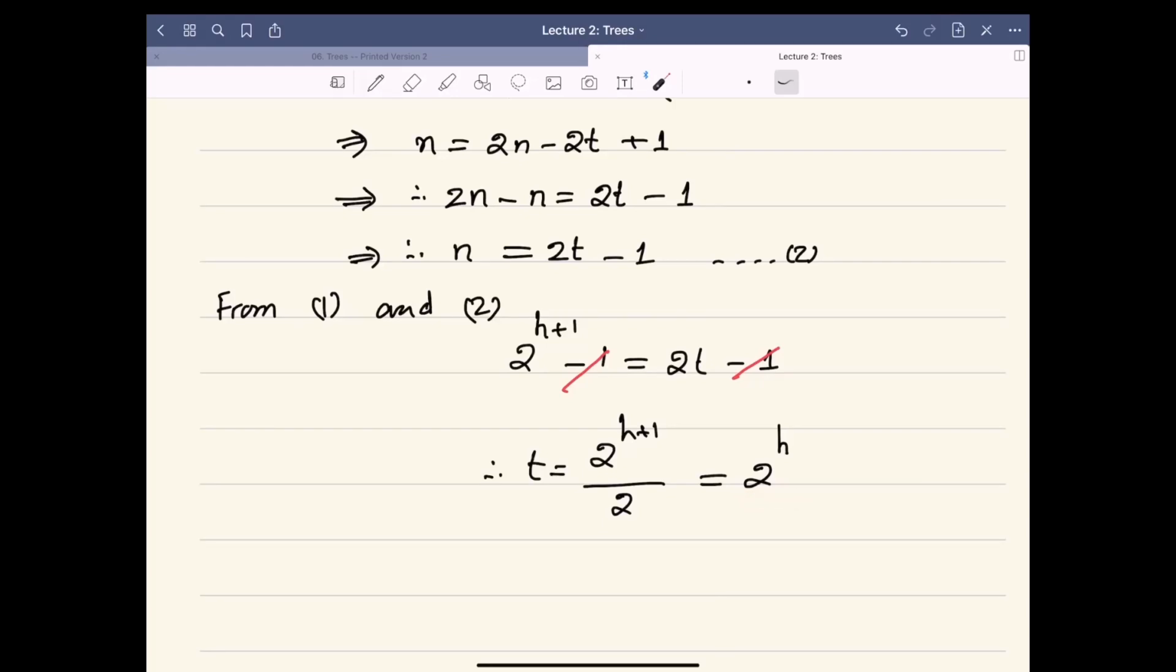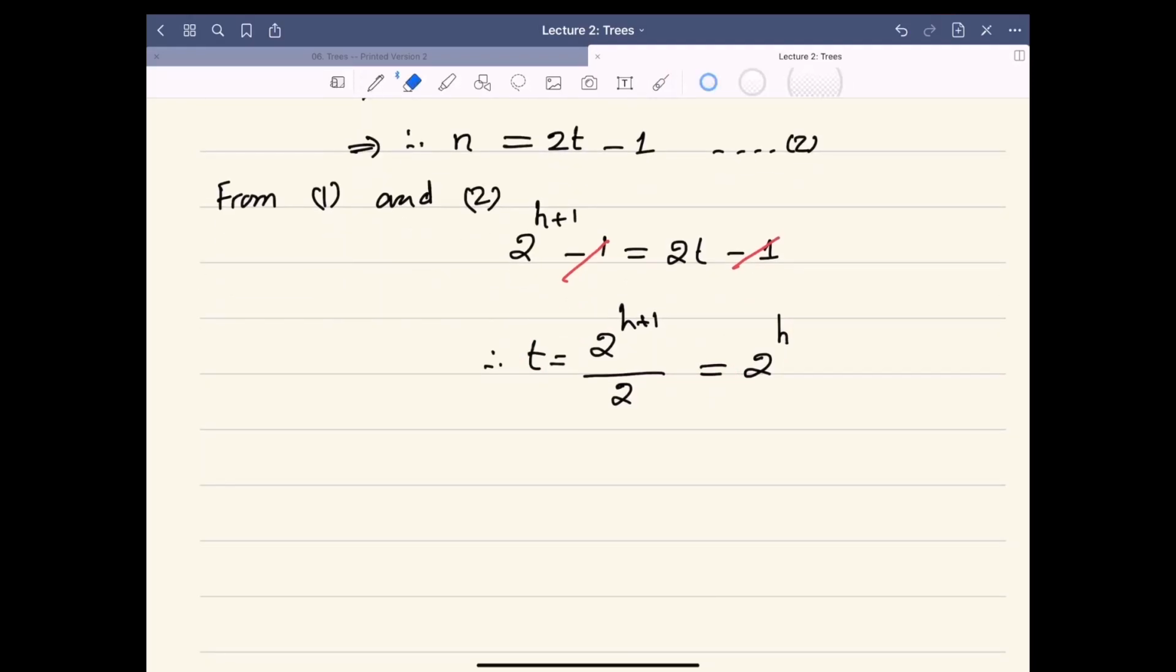But remember now, the t here is the maximum number of terminals when the tree is complete. So if the tree is complete, then the maximum number of terminals will be equal to 2 to the power h. Then here what we can say is, for any binary tree, the number of terminals will be less than or equal to 2 to the power h, where h is the height of the tree. And this will complete the proof.